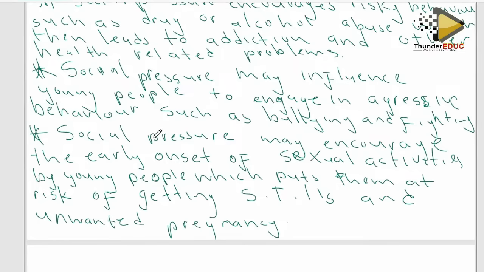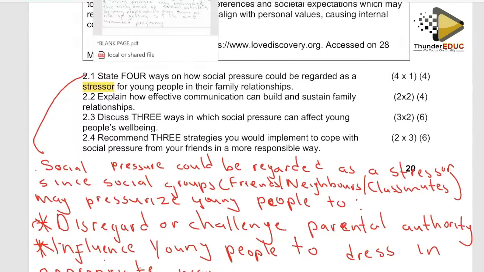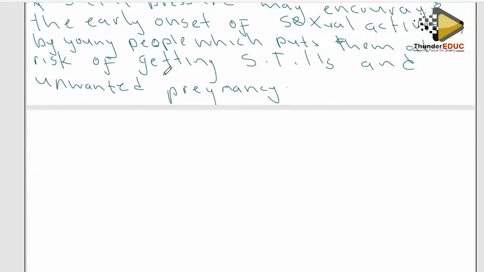Now, moving on to the next question. It reads, recommend 3 strategies you would implement to cope with social pressure from your friends in a more responsible way. So we need 3 strategies which you can use to cope with social pressure. We are also going to write it on the whiteboard. That is 2.4.